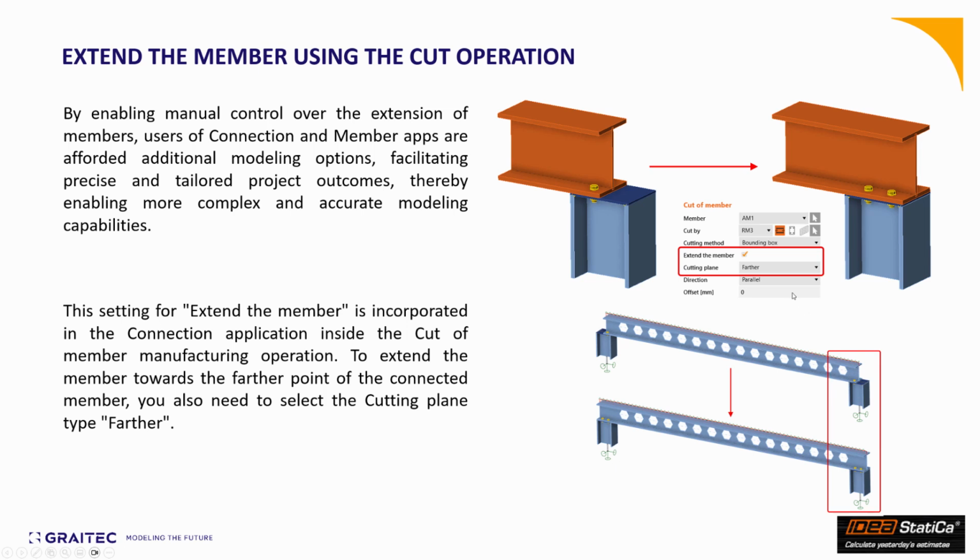But now with just one check mark, which is part of the cut of member operation, you can ask the software to automatically extend the beam to the end or farther plane of your column. Basically, you activate the check mark, and the cutting plane should be the farther one, so your beam will be automatically extended to the farther flange of the column. This option works both in the member application and in the connection tool.